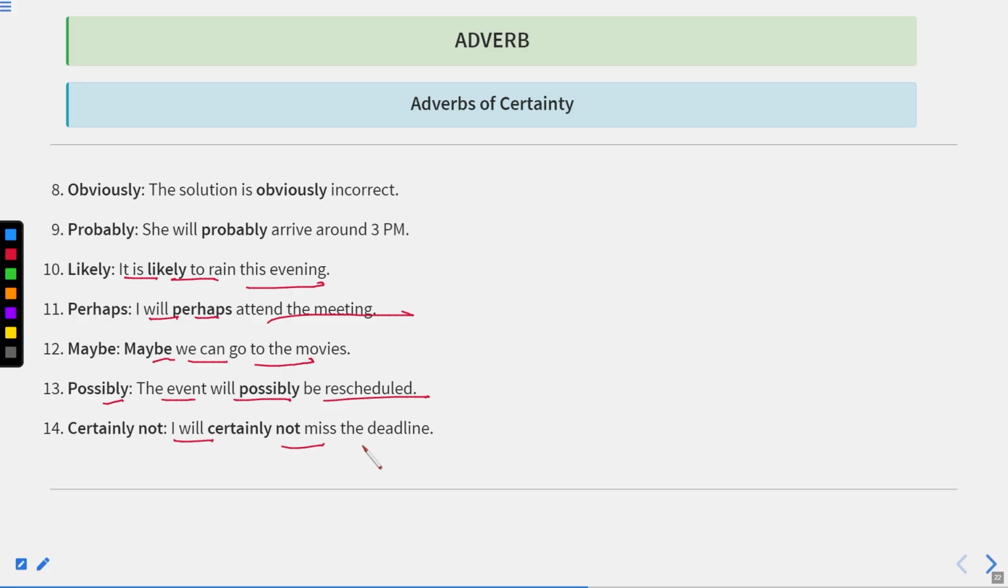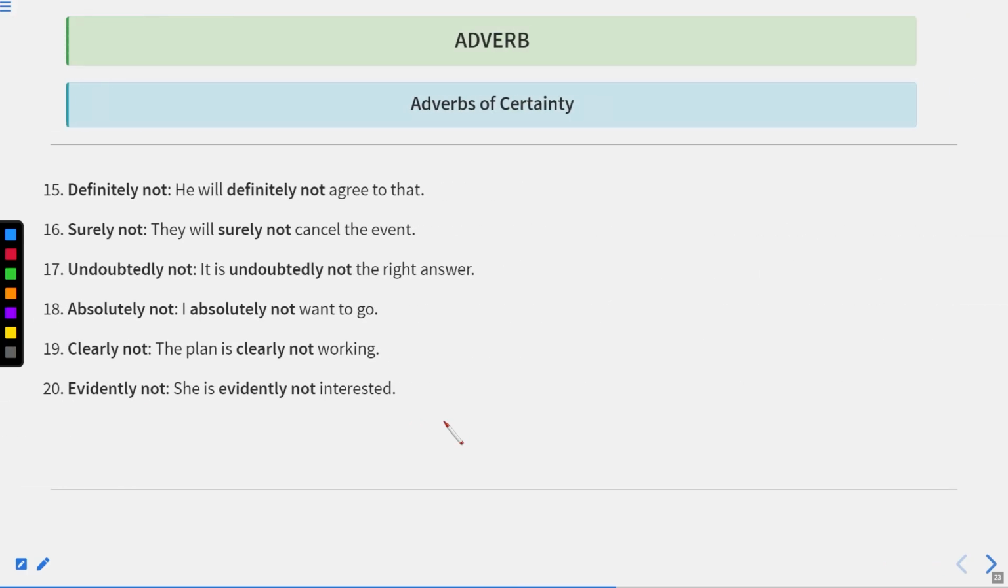Certainly not. I will certainly not miss the deadline. Okay, so with the surety, I will not miss the deadline. Definitely not. He will definitely not agree to that. Surely not. They will surely not cancel the event. Undoubtedly not. It is undoubtedly not the right answer. Absolutely not. I absolutely do not want to go. Clearly not. The plan is clearly not working. Evidently not. She's evidently not interested. So all these words can be used as adverbs of certainty, where we are making the sentence negative.